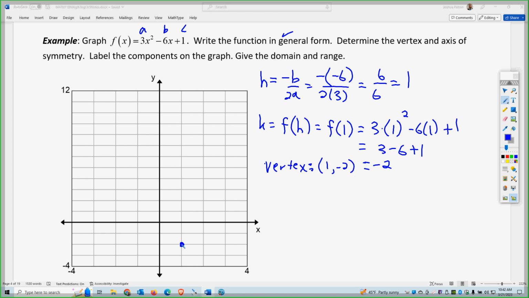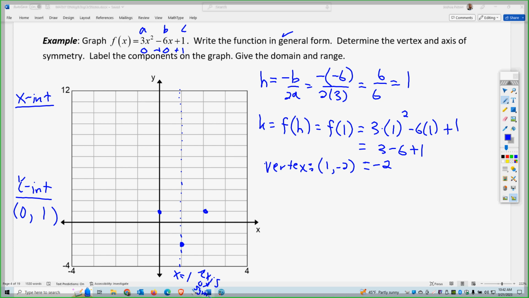There's my vertex, right? So next things I need are my x-intercepts and my y-intercept, right? Y-intercept's easy. X is 0, right? So if I plug in 0, I get 0 minus 0 plus 1. So I get 1, right? So I know that there is 1 here, and symmetrically there has to be 1 here, because my line of symmetry, or my axis of symmetry right here, is x equals 1, which also comes from the vertex. All right, so we need our x-intercepts, which are clearly between 0 and 1 and 1 and 2.